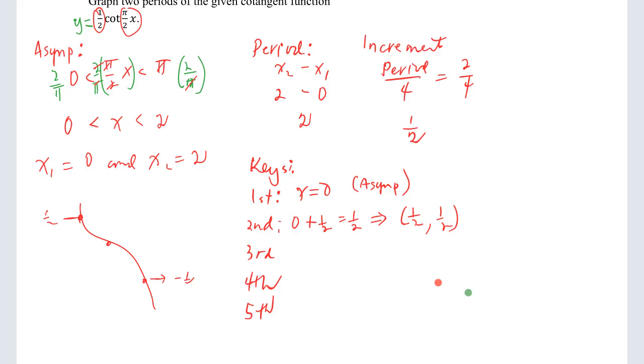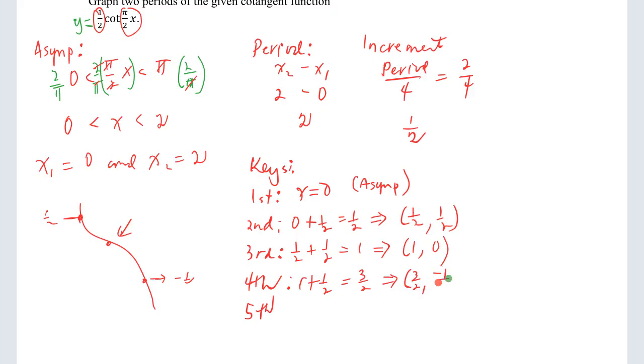Now for the third point, I'm going to use the previous x value, which is 1 half, plus 1 half, which is the increment. So this is now 1, which would be our middle point, and again going down, the y value is 0. Then the fourth point here would be 1 plus 1 half, so therefore this is 3 over 2.